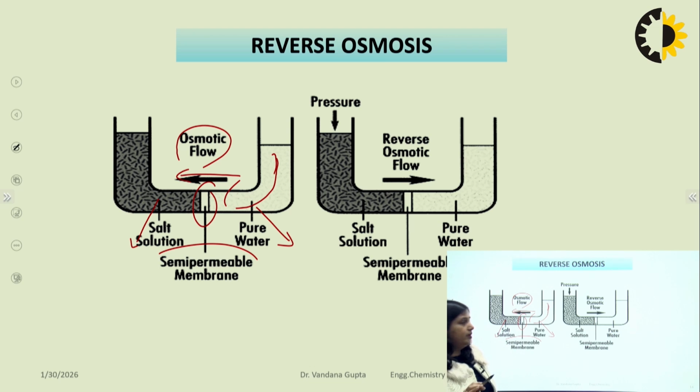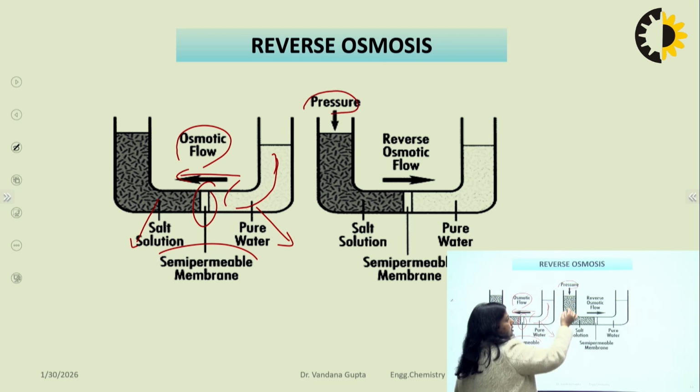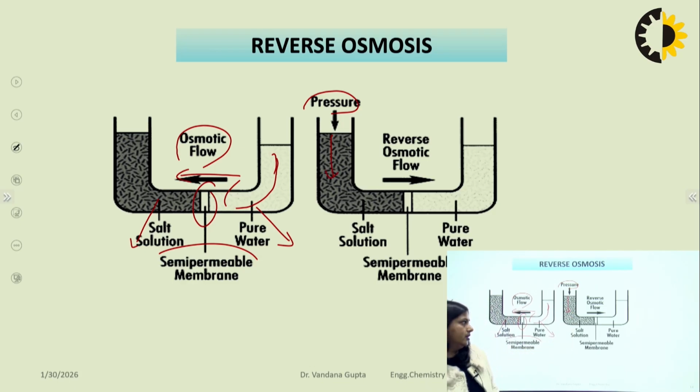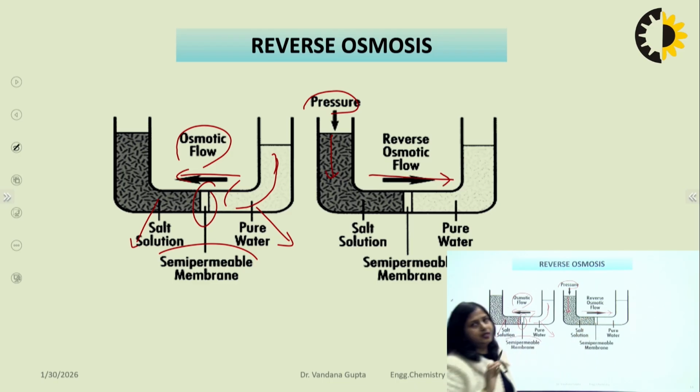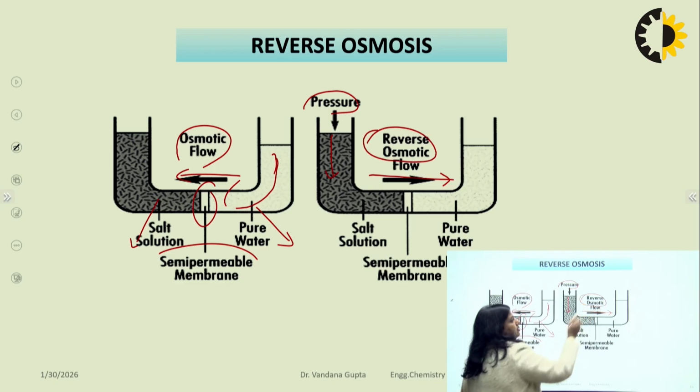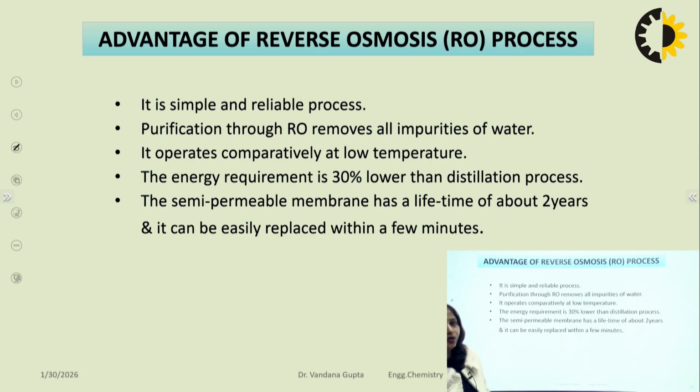But if we apply a hydrostatic pressure on the concentrated side, then the flow of solvent is reversed. Flow of solvent takes place from high concentration to low concentration side. This is called reverse osmosis. By this process, we get pure water. Now we see the advantages of this process.